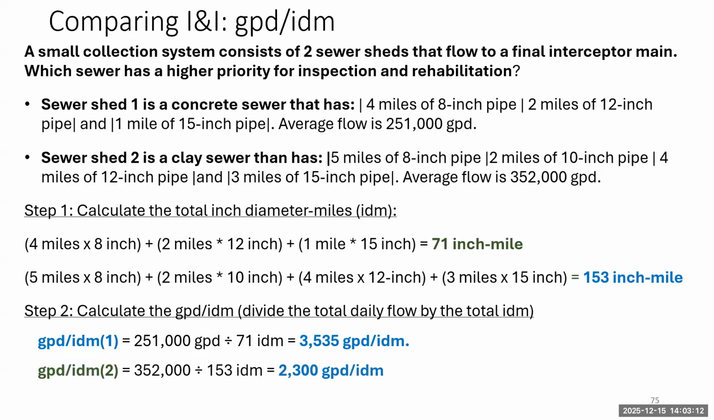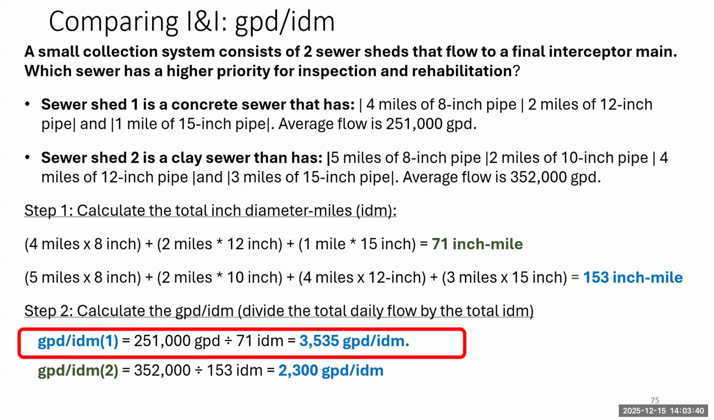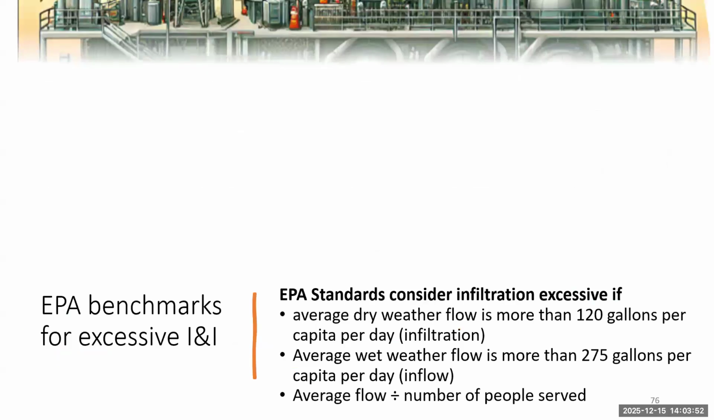Sewer shed 2, 352,000 gallons per day divided by the 153-inch diameter mile gives us 2,300 gallons per day per inch diameter mile. Now, sewer shed 2 is also over 1,500. So both of these have excessive inflow and infiltration, but which one is the priority? The priority is the higher one. The 3,535 gallons per day per inch diameter mile is going to be the sewer shed that we're going to perform additional investigation and probably repairs.